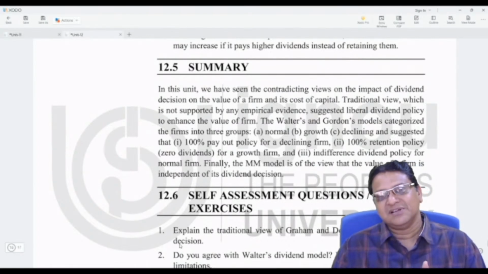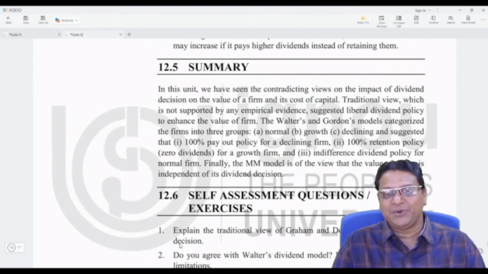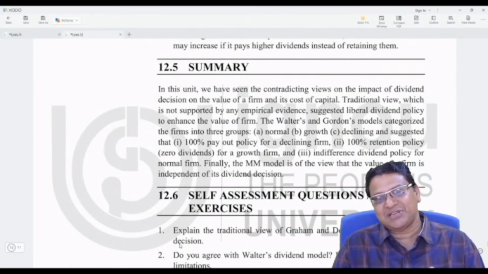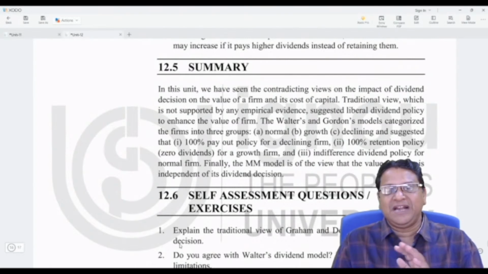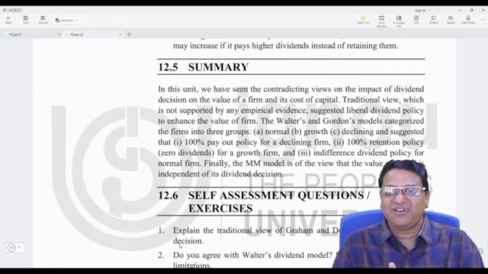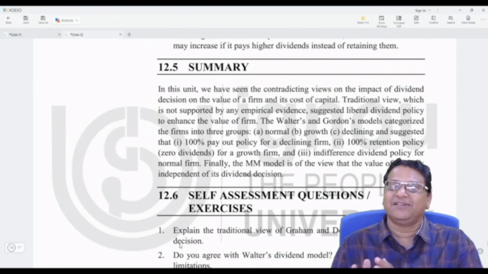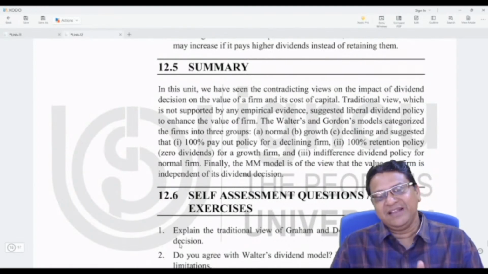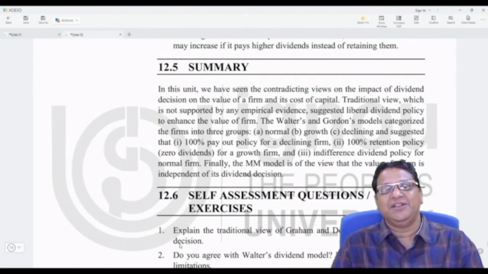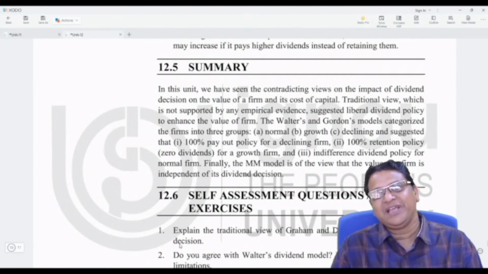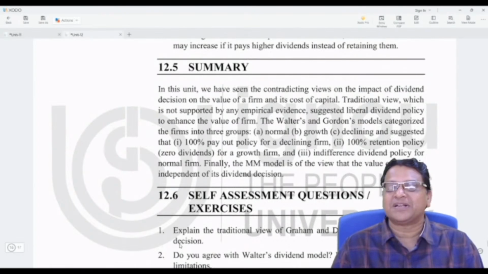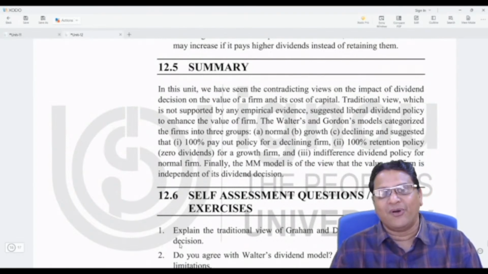Next, we have discussed dividend theories. What is dividend theory? Dividend theory explains the relationship between dividend policy and value of the firm. The dividend theories are classified into two parts. One part is relevance theory, another is irrelevance theory. Relevance theory tells that dividend policy affects the value of the firm. The relevance theory is further classified into two parts, Walter's theory and Gordon's theory.